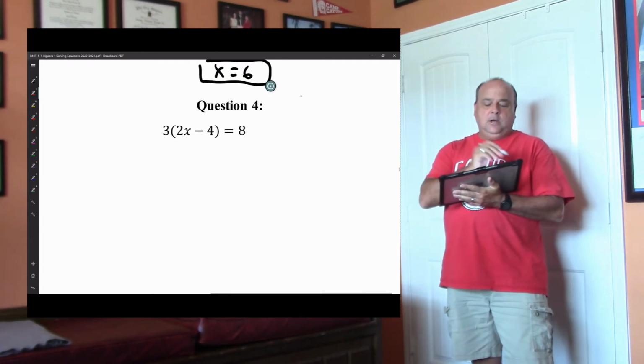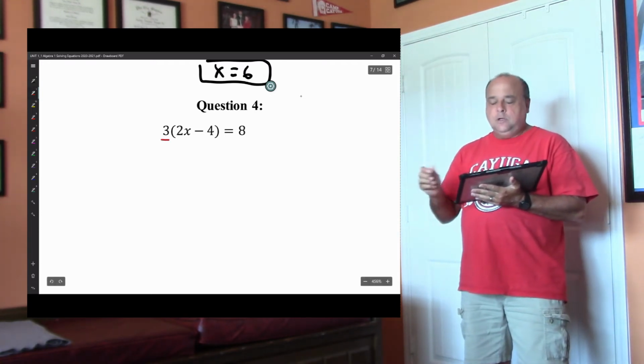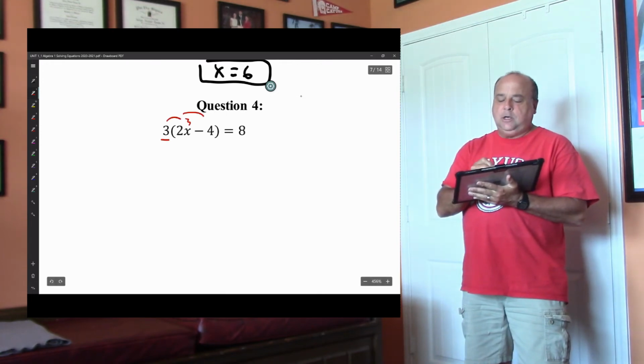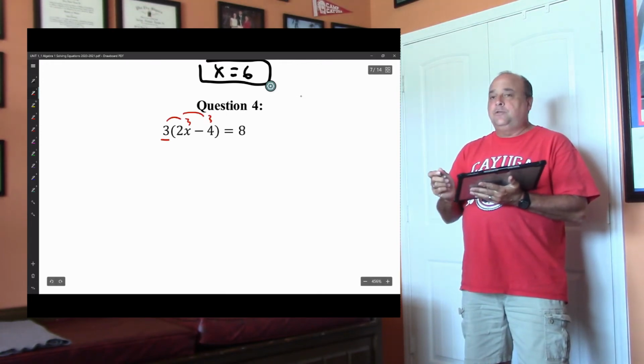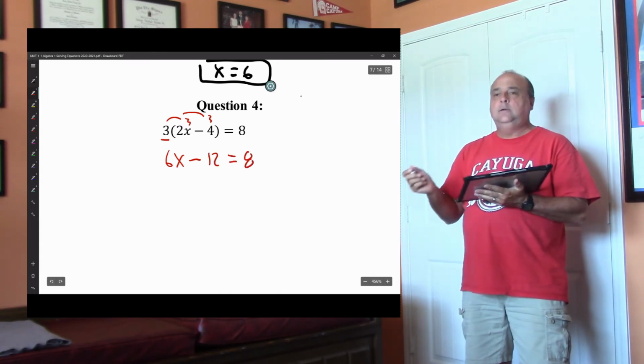Okay, on this problem here, we have our bluebell truck is 3 in it. So we're going to take the 3 and distribute. The 3 doesn't go to the 8. So 3 times 2 is 6. The letter is x. A positive times a negative is a negative. 3 times 4 is 12 equals 8.